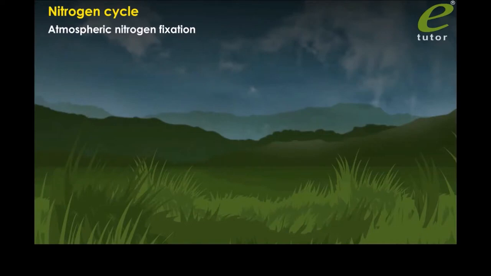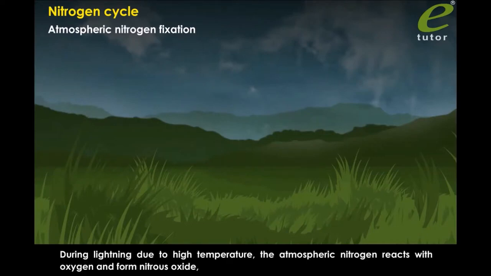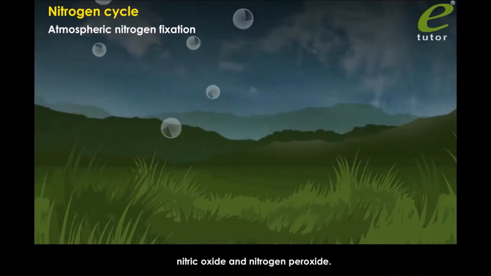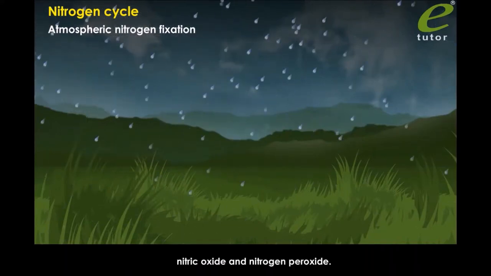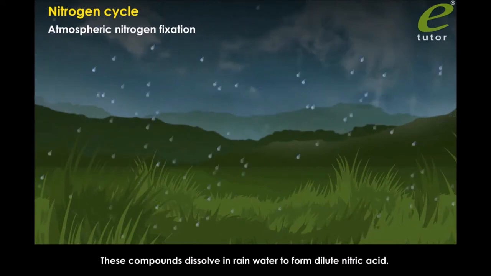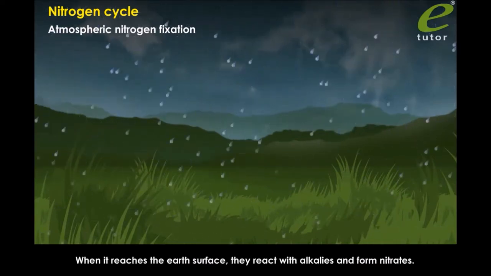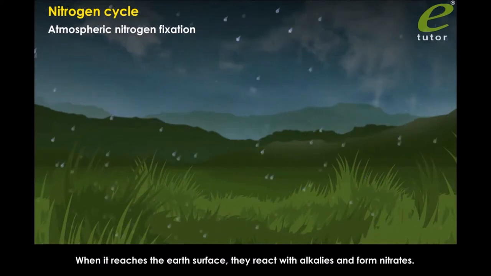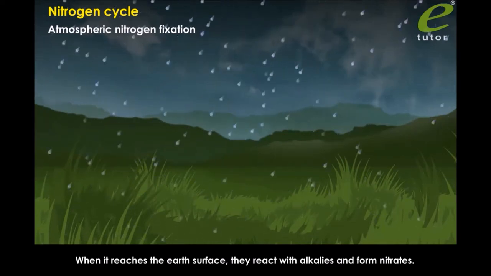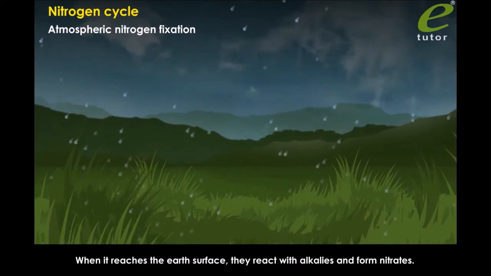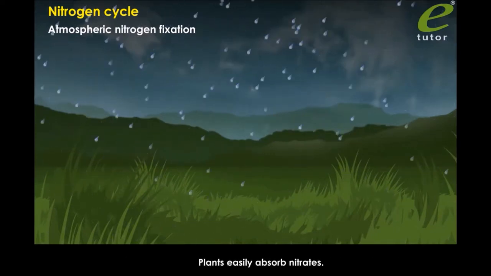Atmospheric nitrogen fixation. During lightning, due to high temperature, the atmospheric nitrogen reacts with oxygen and forms nitrous oxide, nitric oxide and nitrogen peroxide. These compounds dissolve in rainwater to form dilute nitric acid. When it reaches the Earth's surface, they react with alkalis and form nitrates. Plants easily absorb nitrates.